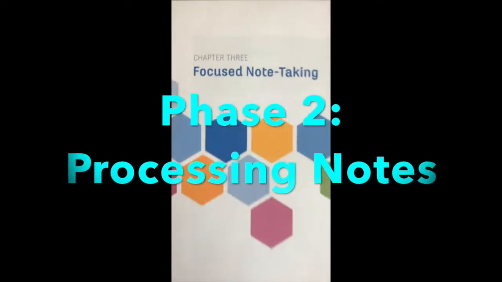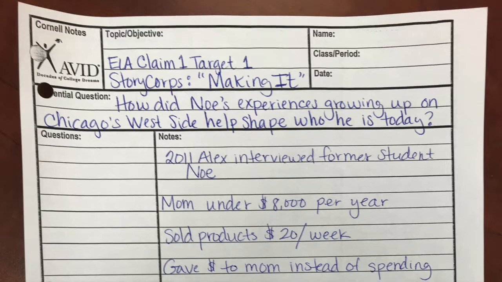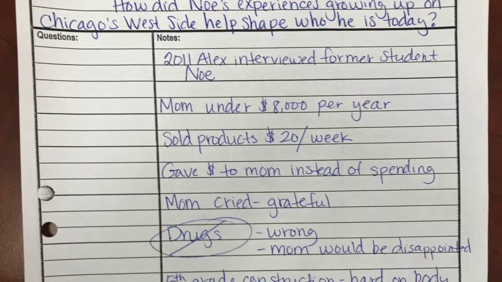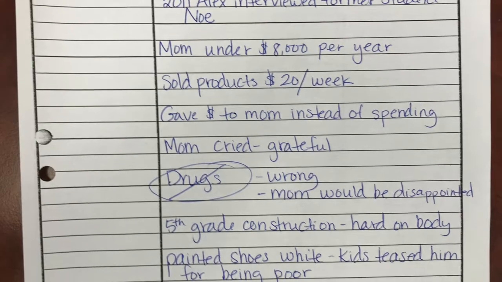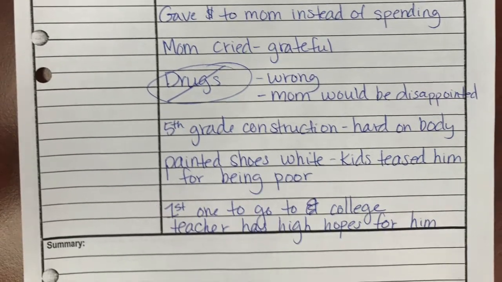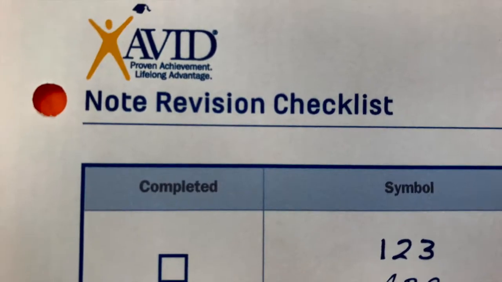Congratulations on finishing Phase 1. We're now ready for Phase 2, processing notes. You should have some notes now that look similar to this. Chunked, spaces in between ideas, markings, abbreviations, but it shouldn't look exactly like mine. For this phase, you'll need your note revision checklist.